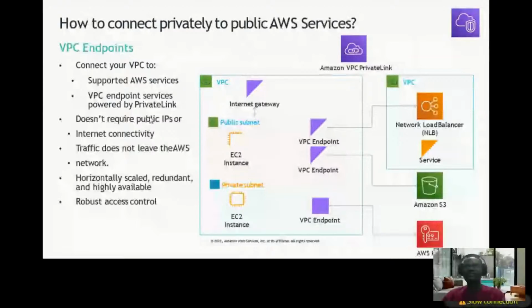So we also have redundant, highly available and robust connectivity. Let me check the diagram. The diagram shows AWS PrivateLink. You have it within a private location where traffic doesn't travel through the internet. In this case, we have the public subnet, and we have the VPC endpoint.